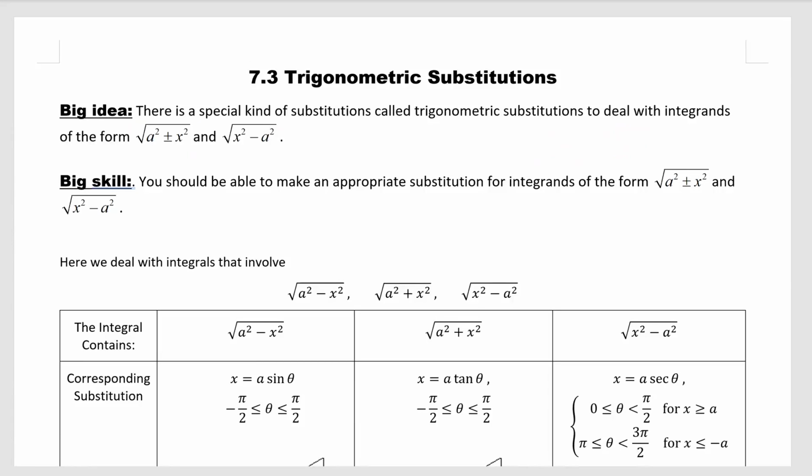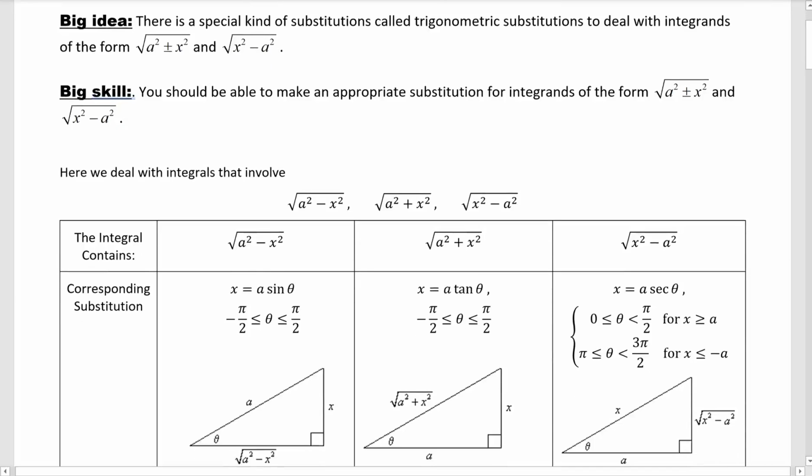Okay? So big skills. You should be able to make an appropriate substitution for the integrands of the form square roots of a squared plus or minus x squared and square roots of x squared minus a squared. Okay, so here we have three types of integrands.